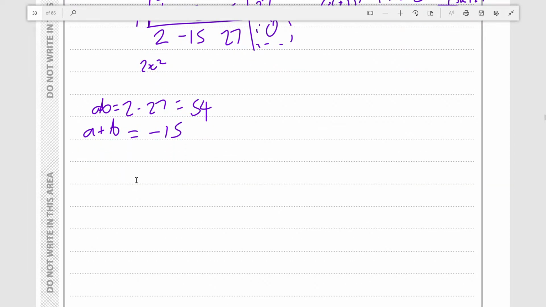So since it's a positive, both these factors will be negative. So let's list out the factors of 54 and try and figure out which two would be a plus b. So you have minus 1 and minus 54, obviously not correct. Minus 2, minus 27, also way out. Minus 3, minus 18, and that would be minus 21, so also not correct. 54 is not divisible by 4 or 5, so that brings us straight to 6, and you get minus 6 and minus 9, and this adds up to minus 15. So it looks like we have our two numbers.